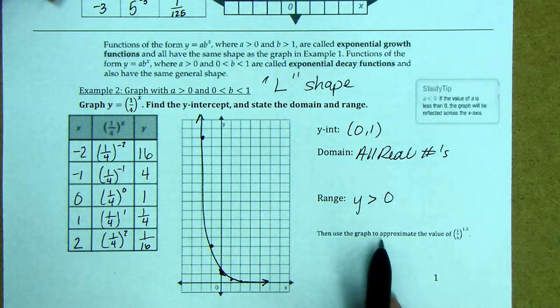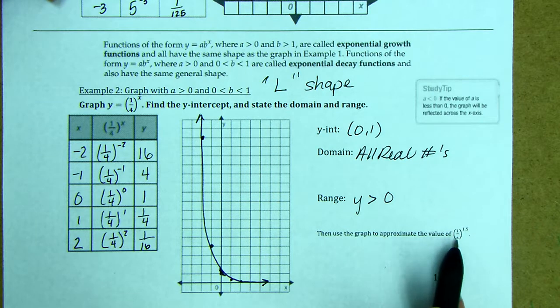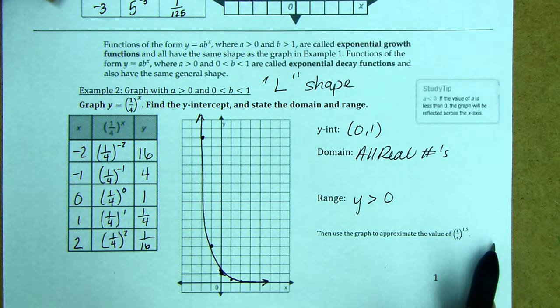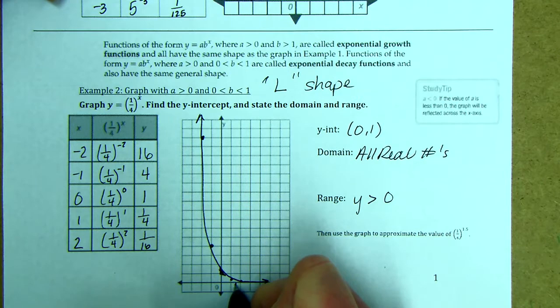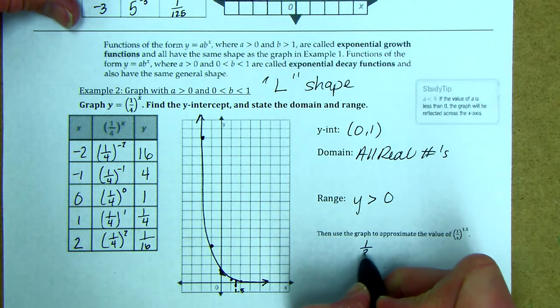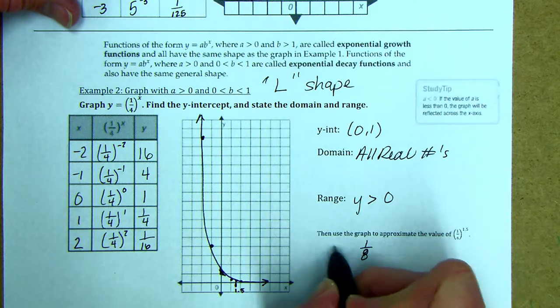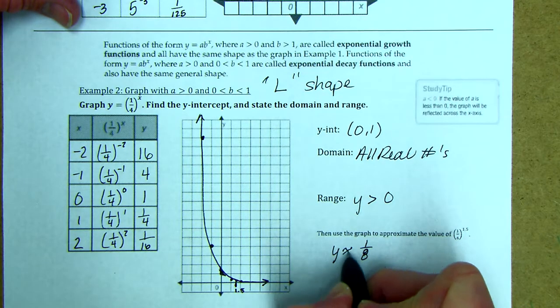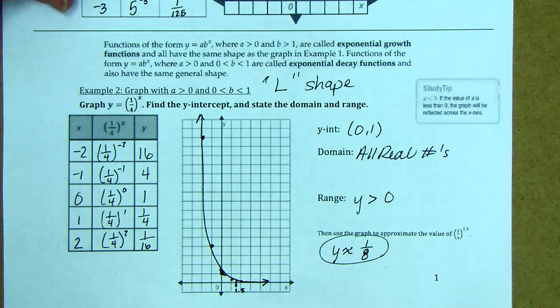And then it says, then use the graph to approximate the value of 1/4 to the 1.5. Well, that would be about right here, right? 1.5. So where would that be on our graph? Probably pretty close to, like, it's between 1/4 and 1/16. So I would say probably 1/8-ish, approximately 1/8. Okay.